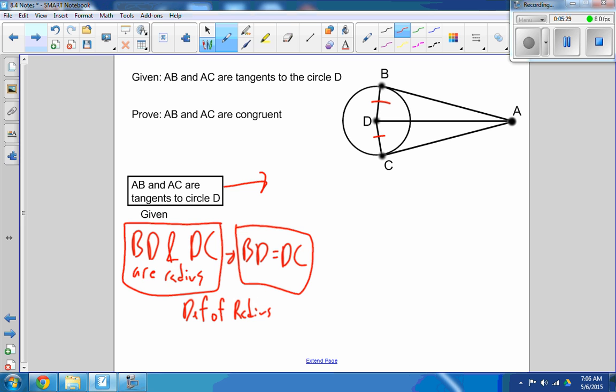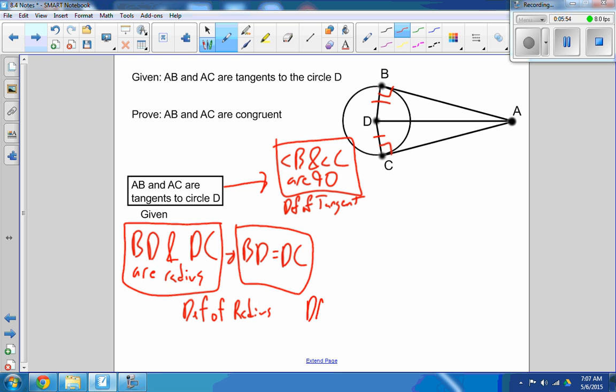By the property of a tangent, angle B and angle C are 90. That's the definition of a tangent. So we've got this is 90, this is 90. I'm going to state now that DA equals DA. That's reflexive. And I'm going to combine all three of these together.